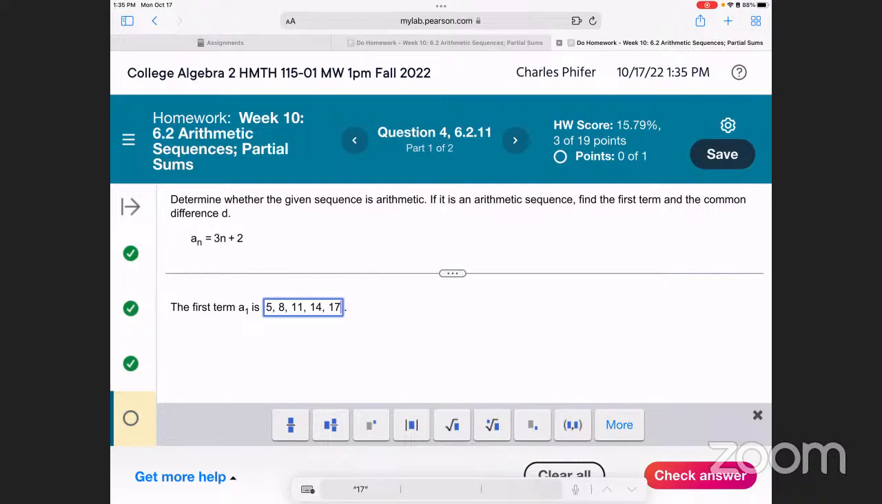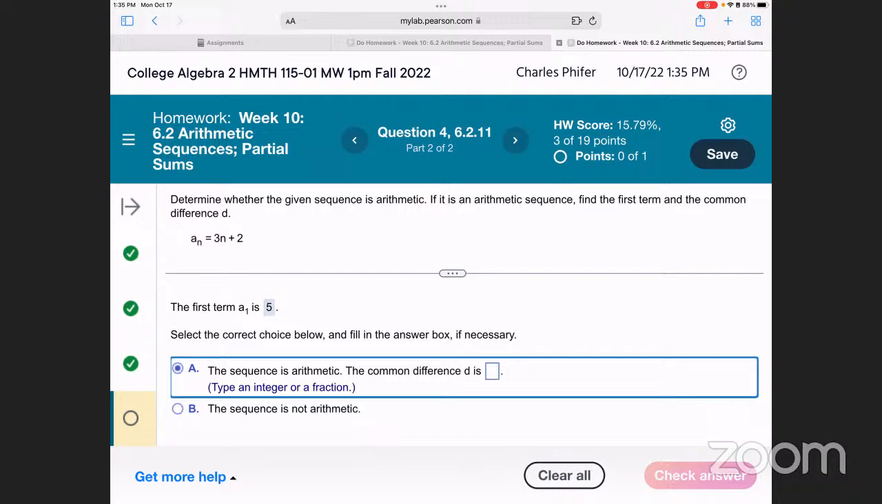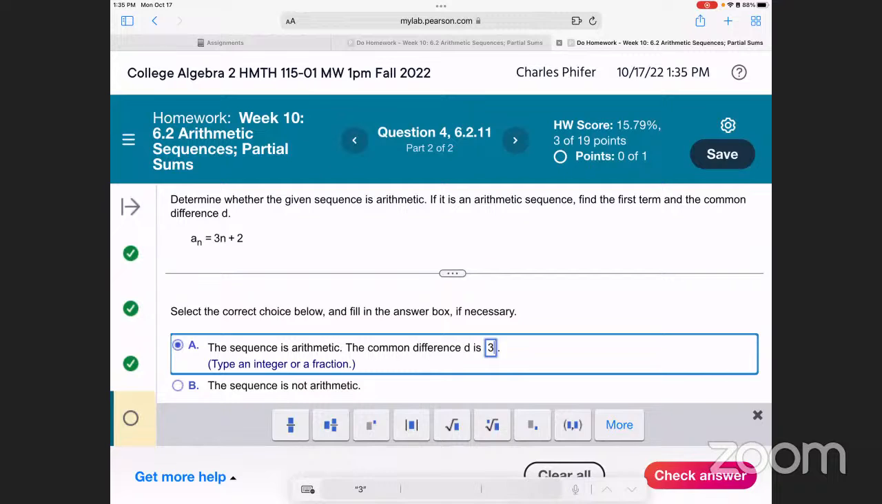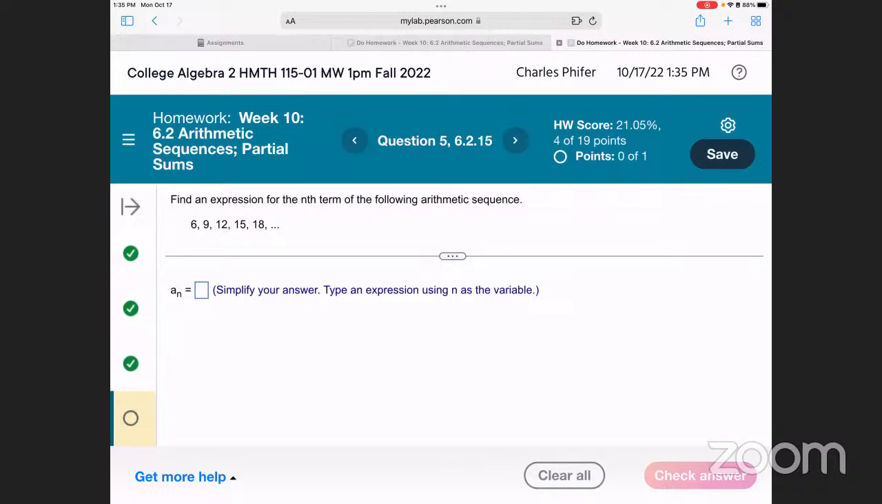Are we adding the same thing each time? First, we added 3, 3, 3, 3. Yes. So it looks like we're adding 3 each time. So the first term, A1, is just going to be 5. So the sequence is arithmetic, and the common difference is 3. Hopefully that's clear. Because we're kind of breezing through this as well. We'll see about what we do on Wednesday.